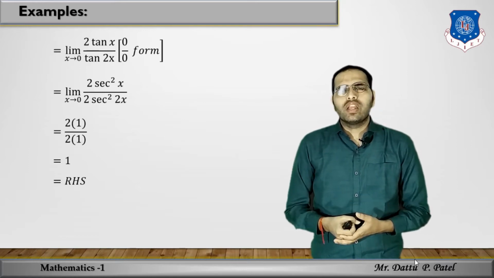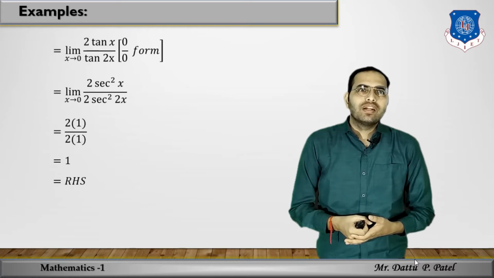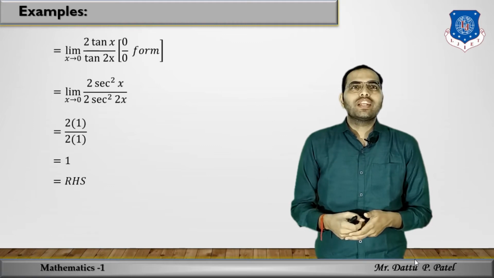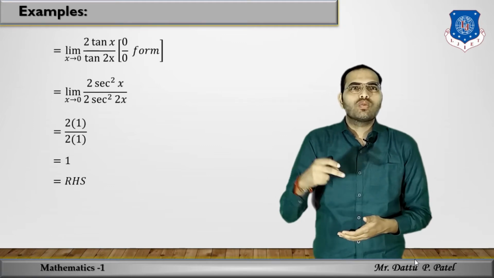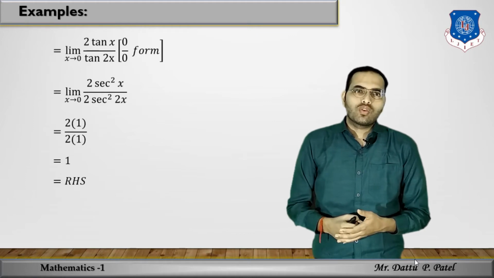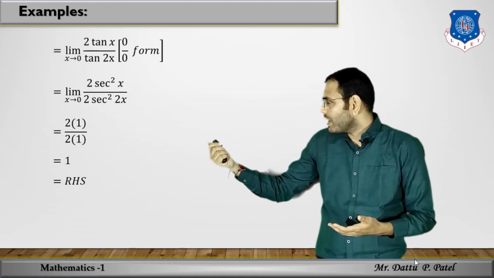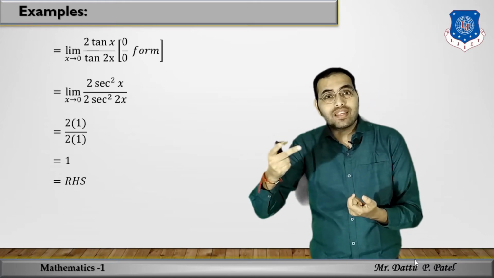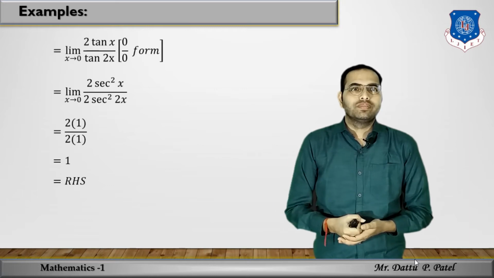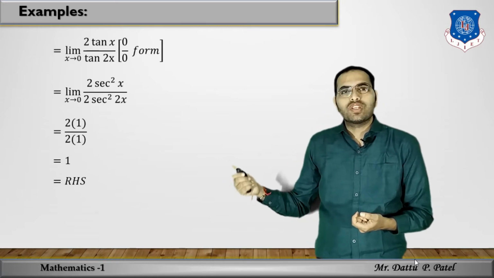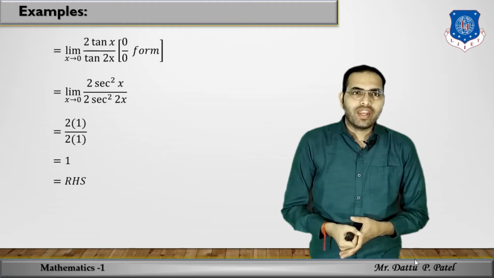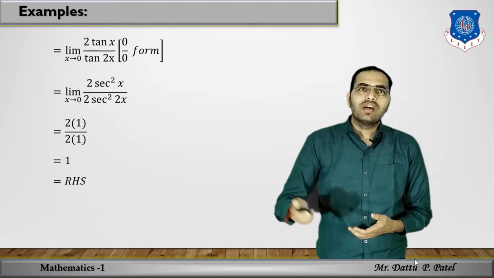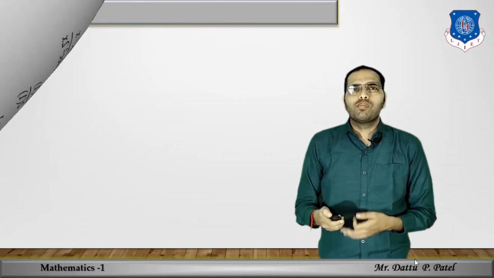You all are aware that the derivative of tan x is sec square x. Then applying the derivative of the numerator portion and denominator portion individually, it becomes limit x tends to 0 of 2 sec square x upon 2 sec square 2x. Now you are aware of the value of sec x where x tends to 0, that is sec 0, which is 1. Here the denominator portion does not become 0 and the numerator portion is also finite. Then applying the limit and simplifying, we get 1, that is our RHS portion. Let's see one more example.